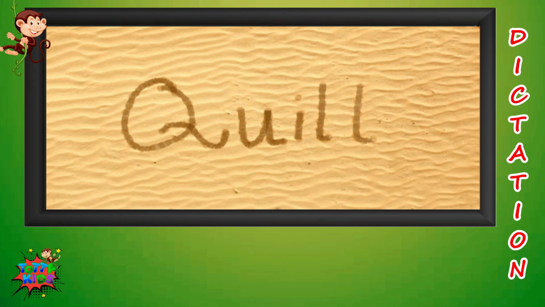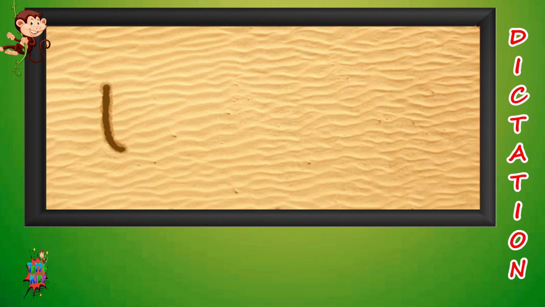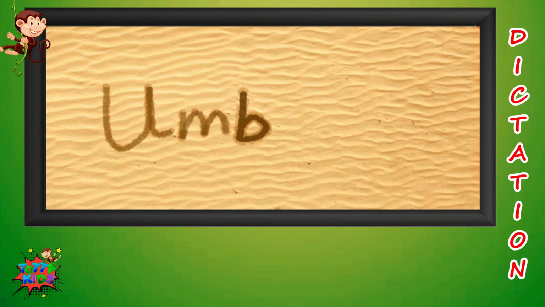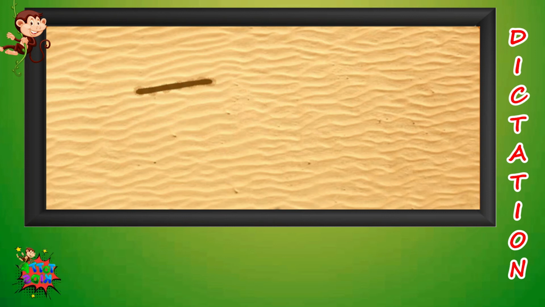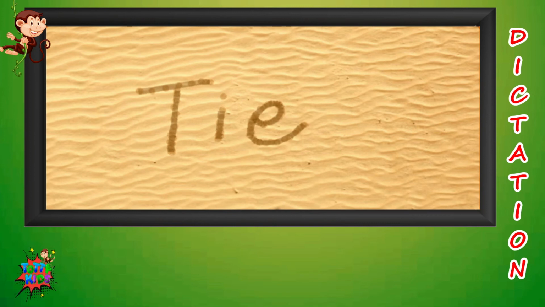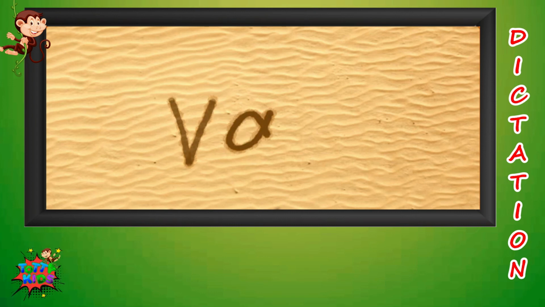U for umbrella. U-M-B-R-E-L-L-A. Umbrella. T for tie. T-I-E. V for van. V-A-N. Van.